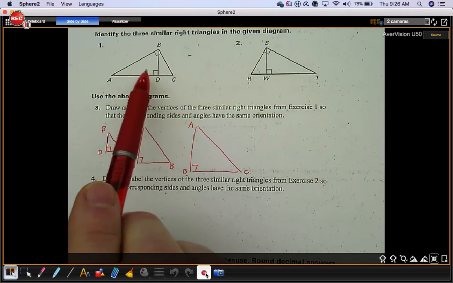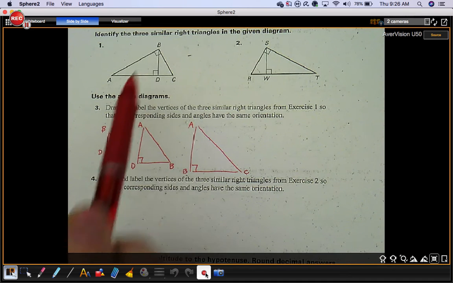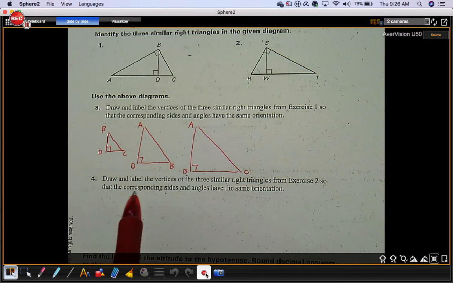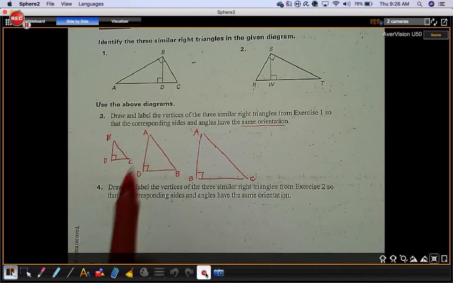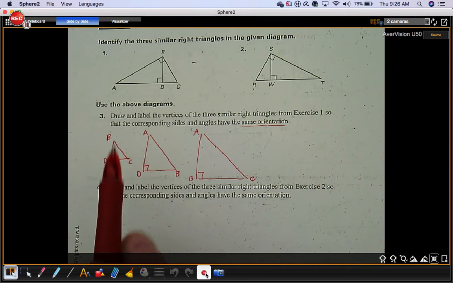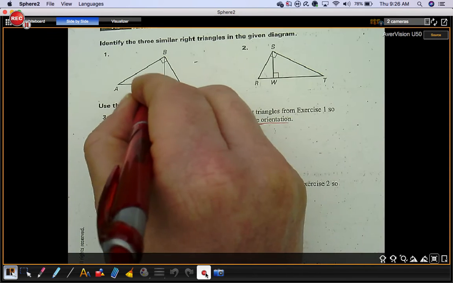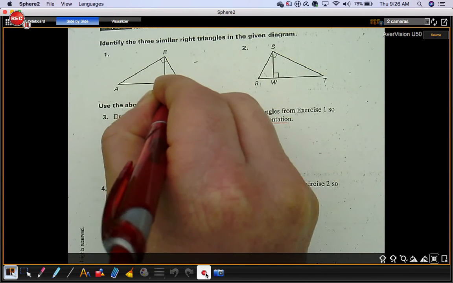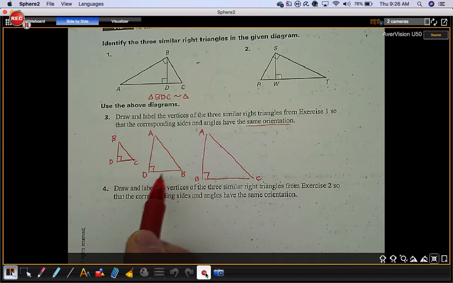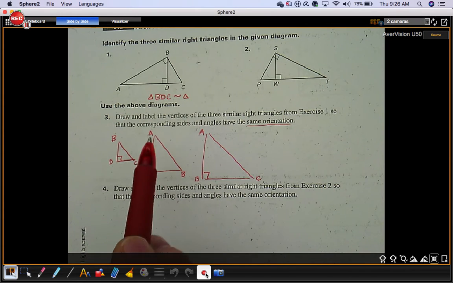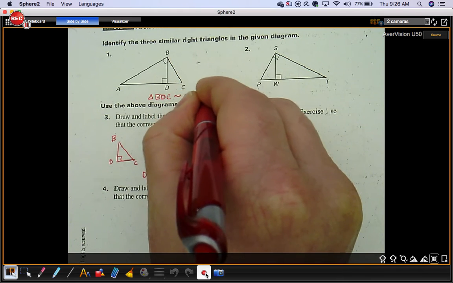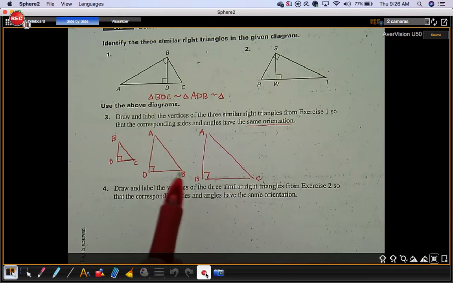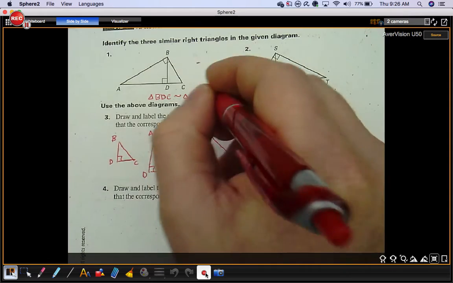So it's really easy to see for number 1 which three triangles are similar when you put them in the same orientation. Okay, so for number 1, we're going to say the triangle BDC, that's our little one, is similar to the medium one. Make sure you keep the same order though. ADB, and that's similar to triangle ABC, that's our big one.